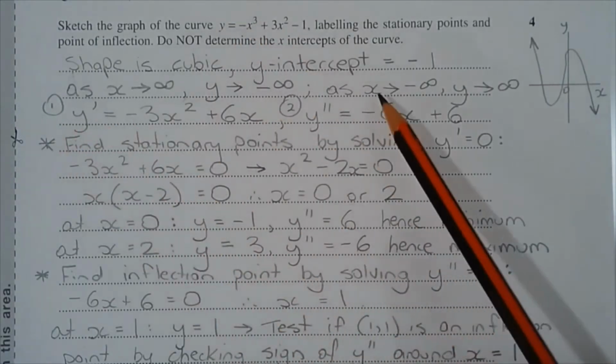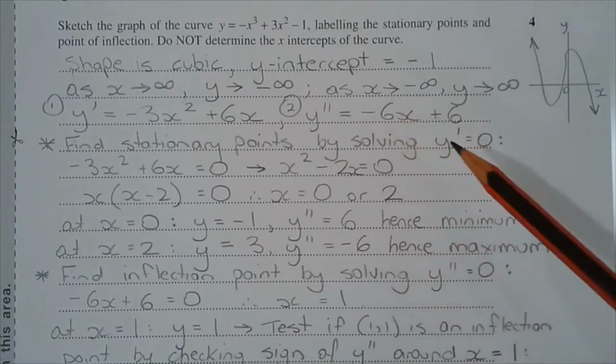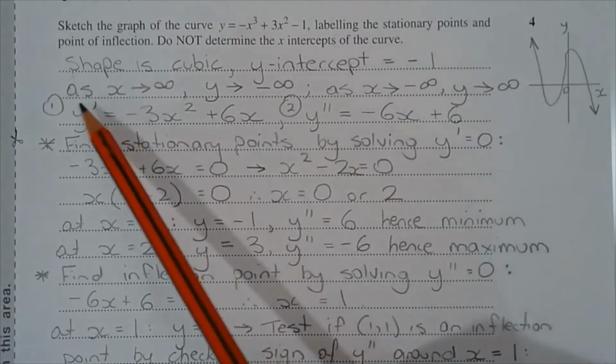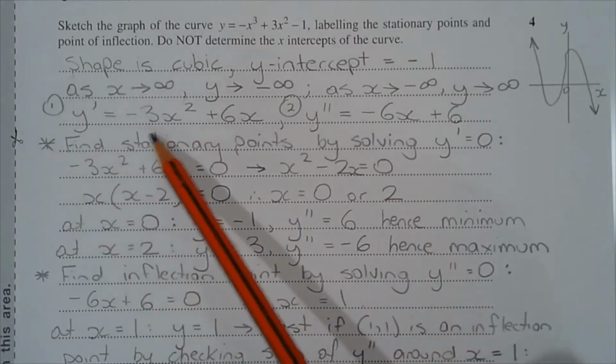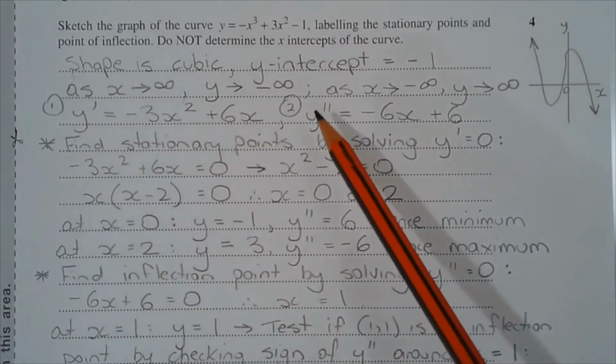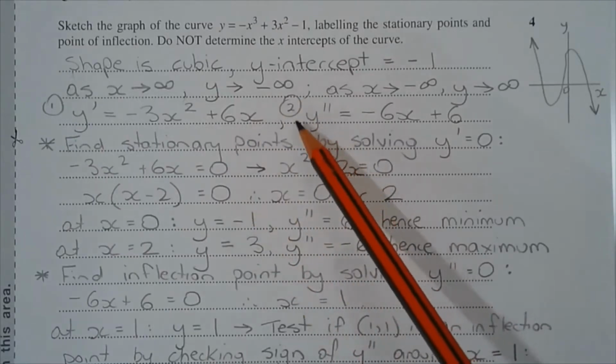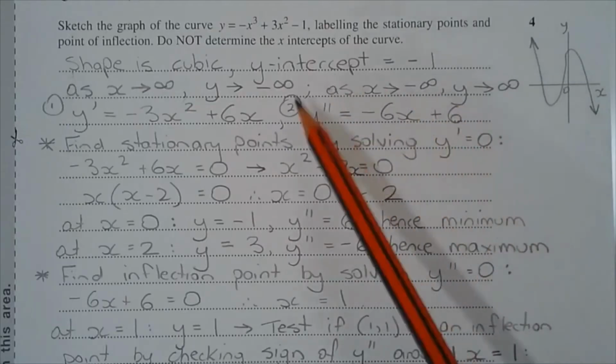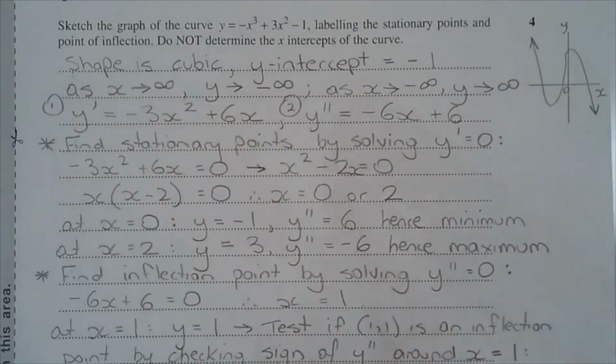Now let's find the first derivative and the second derivative, because they will be required to find the stationary points, determining their nature, and also to find the inflection point and test it to make sure that it is in fact an inflection point. So y dash, the first derivative, is equal to negative 3x squared plus 6x. And equation number 2, this is the second derivative, so y double dash is equal to negative 6x plus 6. And we find that by differentiating the first derivative.